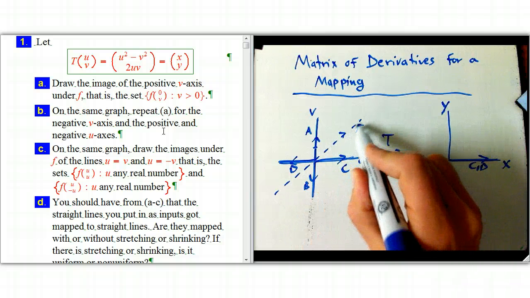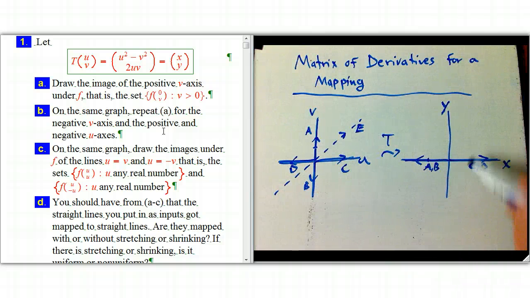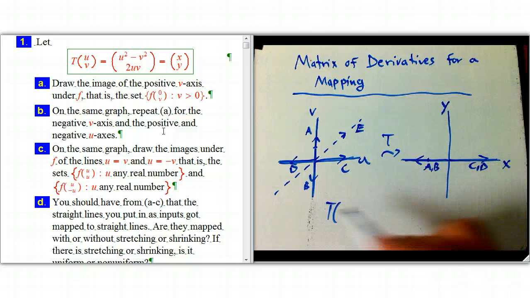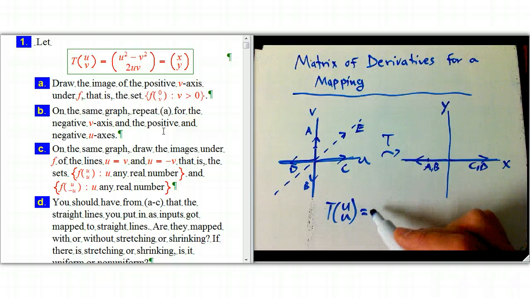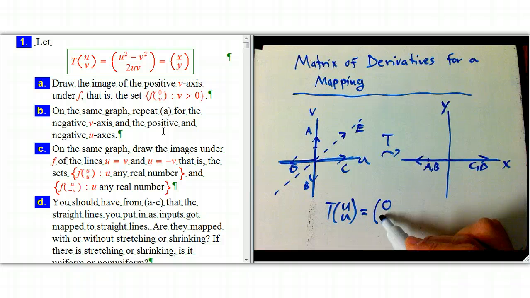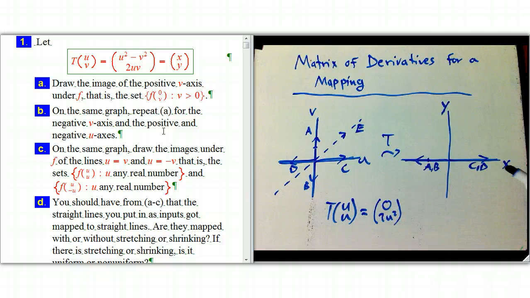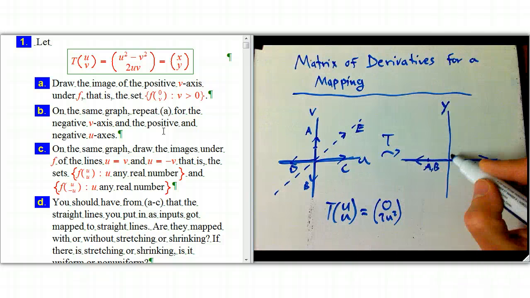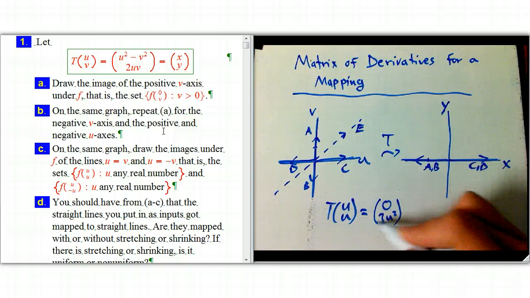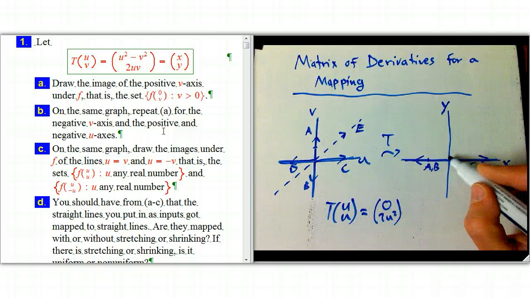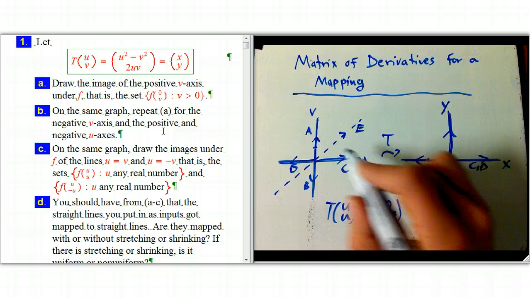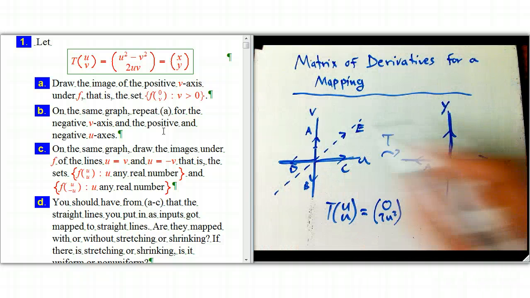Call that piece E. I want to know what it does over here. So that's anything of the form (u, u). Now it's getting interesting. u squared minus u squared, now that's 0, and I get 2u squared. Well, that's interesting. So that's going to be everything where the x is 0 and this is a non-negative number. So it's not going to give the whole y-axis, it's going to give just this piece. So all of this is going to show up here.